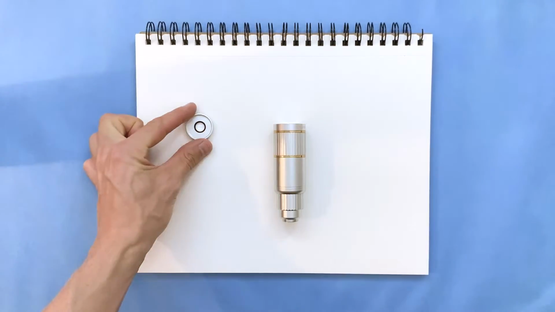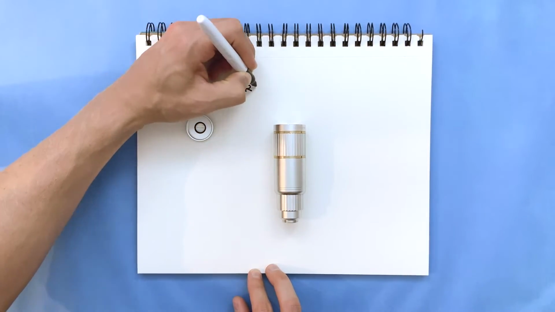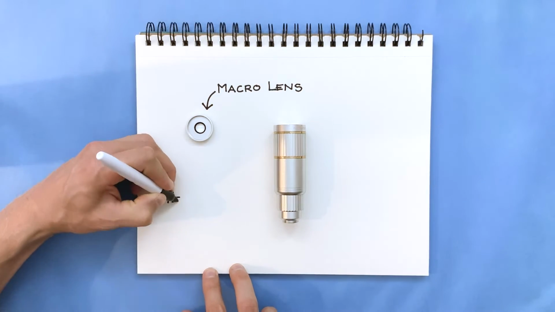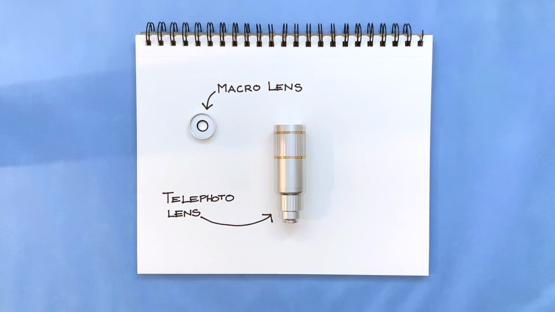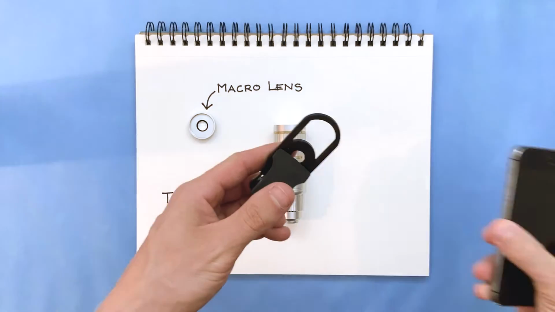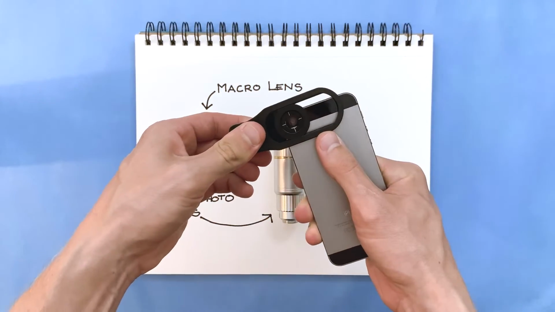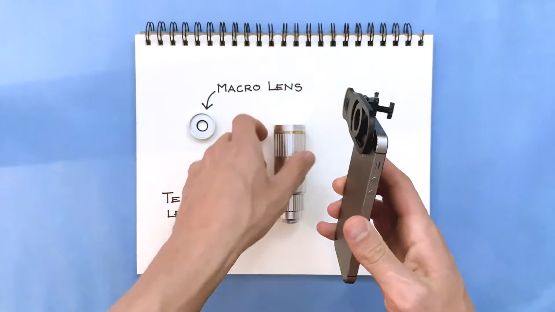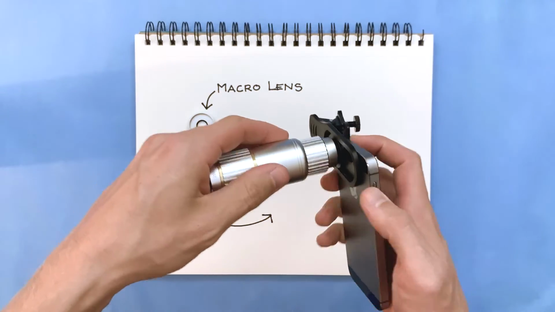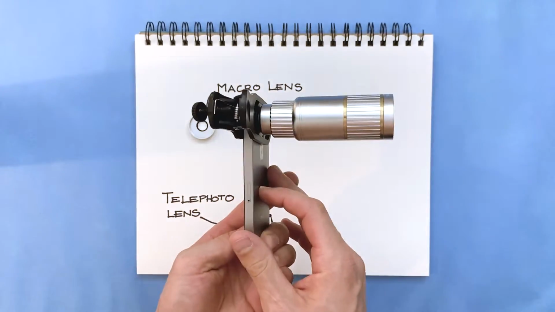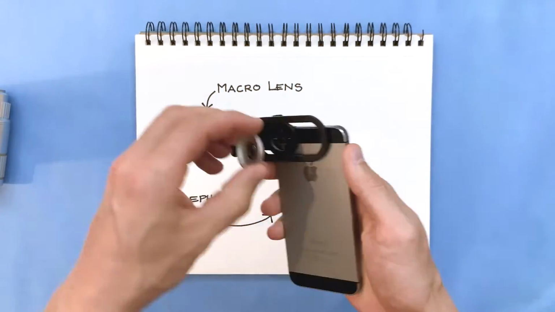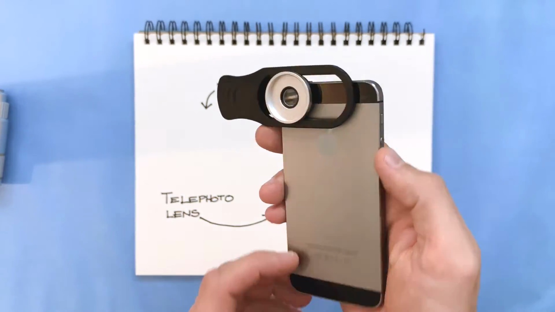The kit comes with two smartphone camera attachments, a macro lens and a telephoto lens. These lenses attach using a spring clip that fits around the camera of your phone. A telephoto lens allows you to photograph species from a far distance in high detail. A macro lens allows you to photograph objects very close up.